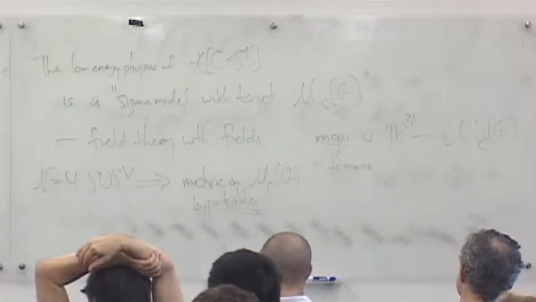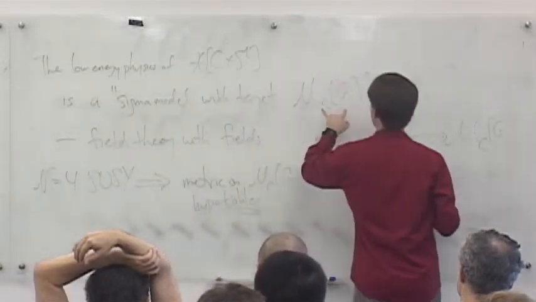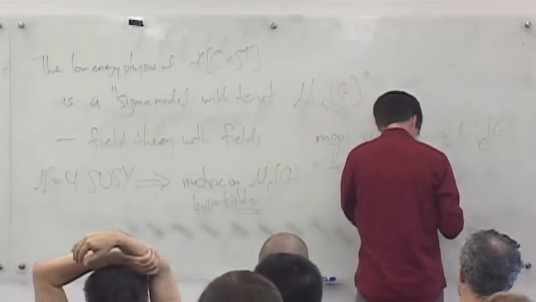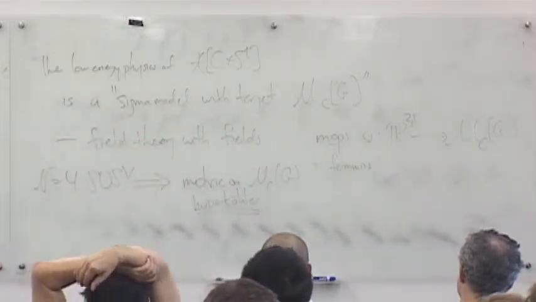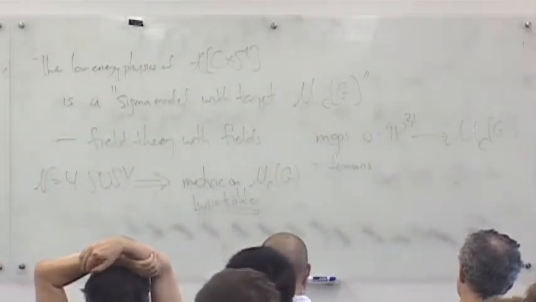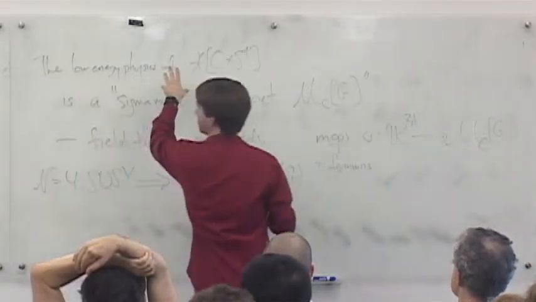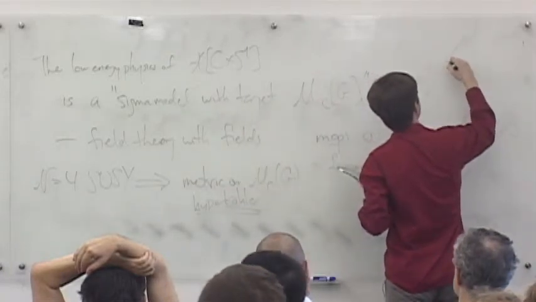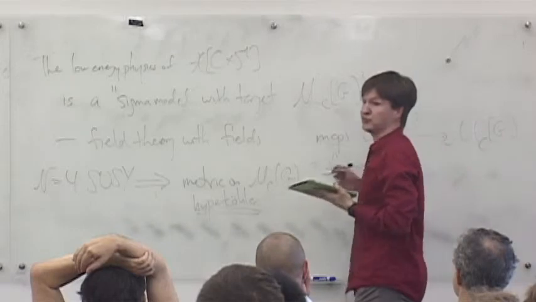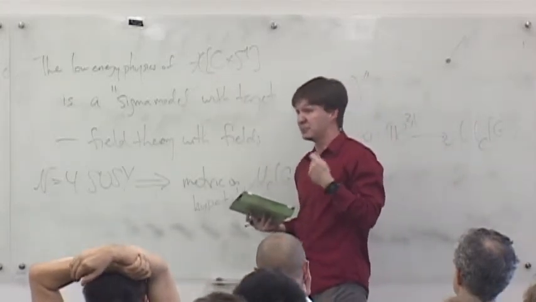Well, I think a slightly more precise version of what I've said here would be the following. Choose some particular point. When we study this theory, when I ask about the low energy physics, it's always the low energy physics in a particular vacuum.